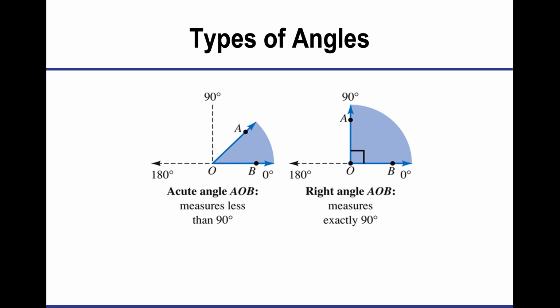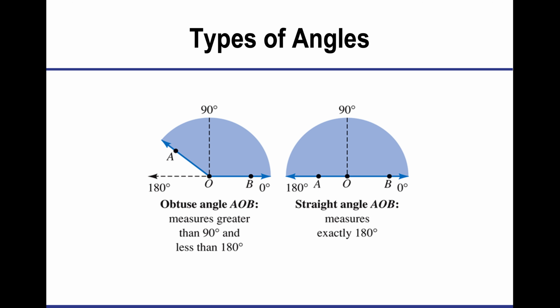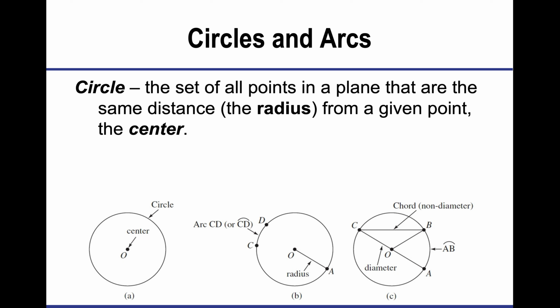An acute angle is an angle that's less than 90 degrees, and a right angle is exactly 90 degrees. An obtuse angle is greater than 90, but less than 180. A lot of people miss that. And a straight angle is exactly 180 degrees.